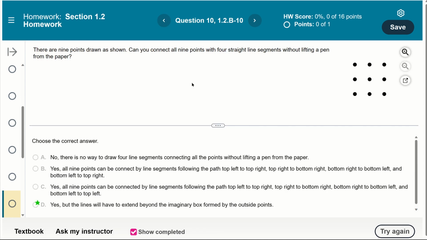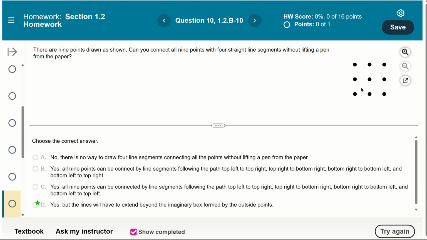Here's one to drive one crazy possibly, but it's one that you have to really think outside the box. What they want you to do is connect all these 9 points with just 4 straight line segments, and the trick is going to lie in truly thinking outside the box.